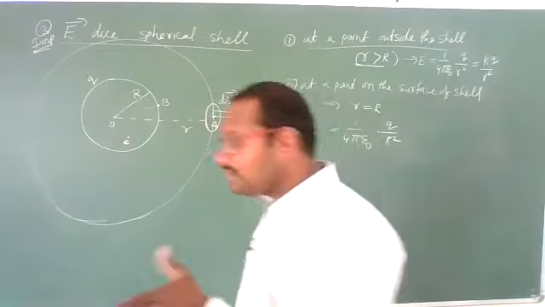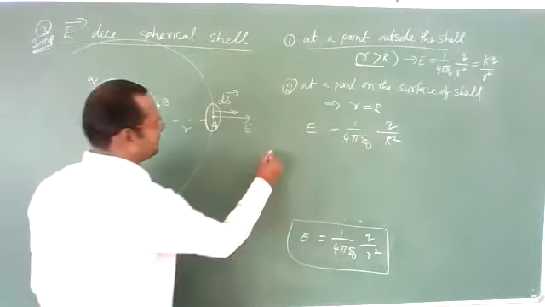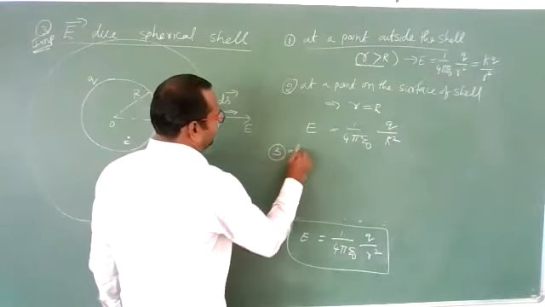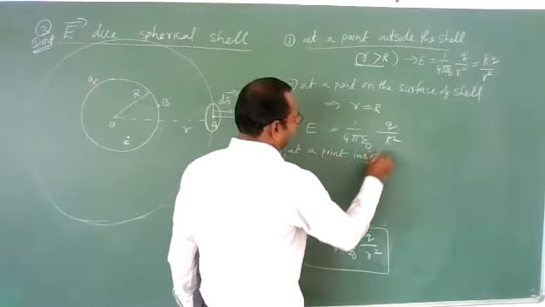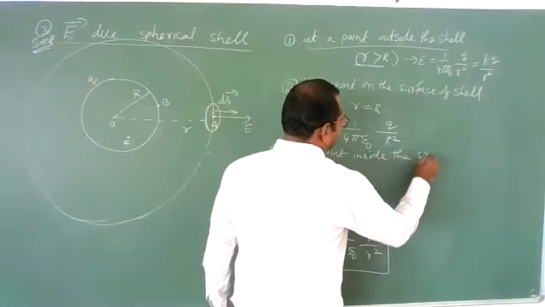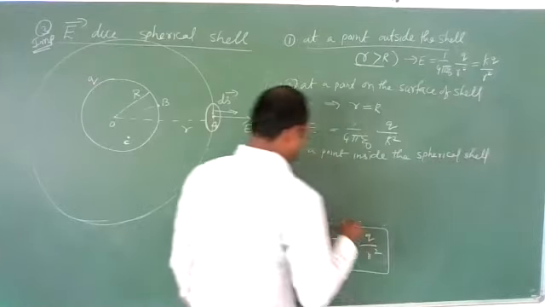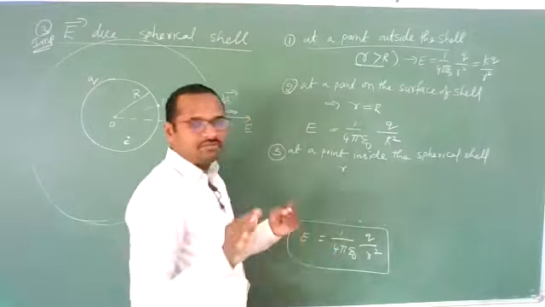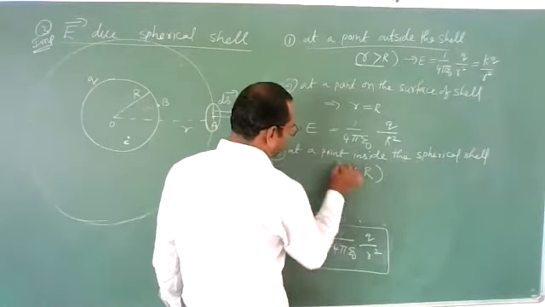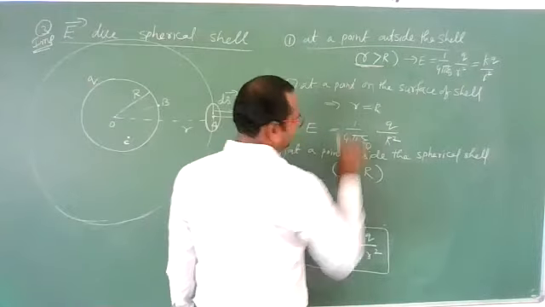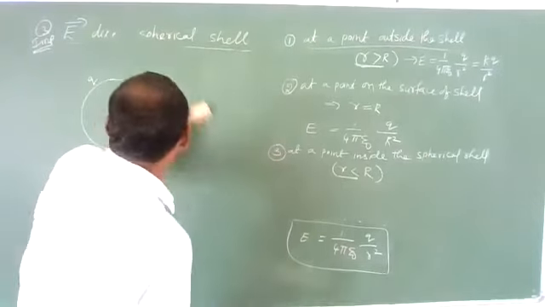Now we want the inside point. Third one, I want the field at a point inside the spherical shell, at point C, at a distance small r which is less than capital R. At this point I want the field. See these points. So this you remove now.